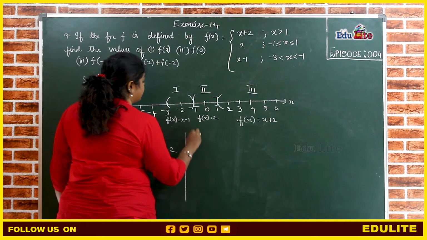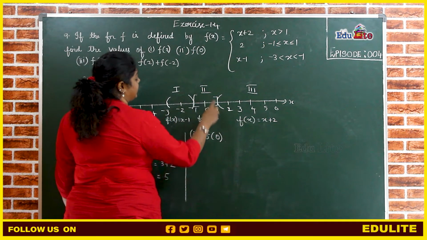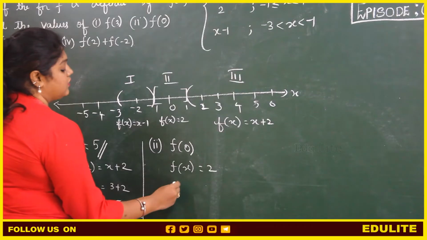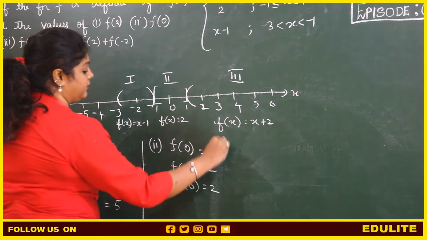Second option is f of 0. Since the value of x is equal to 0, it falls in the second interval. Therefore, we have to use f of x equals 2. So, f of 0, if I substitute in place of x, it will also be 2. f of 0 equals 2.